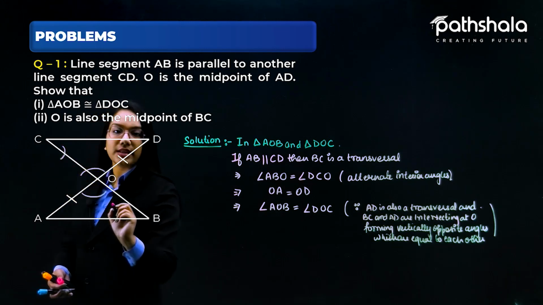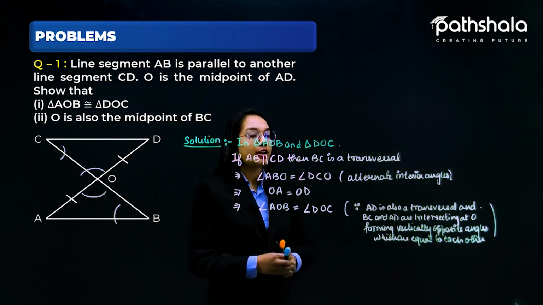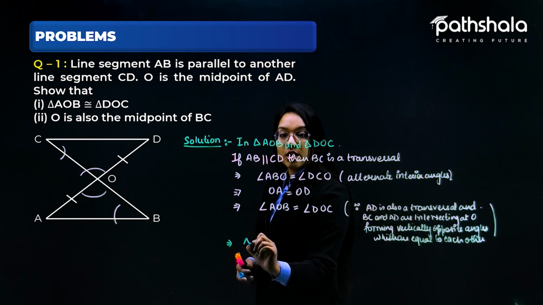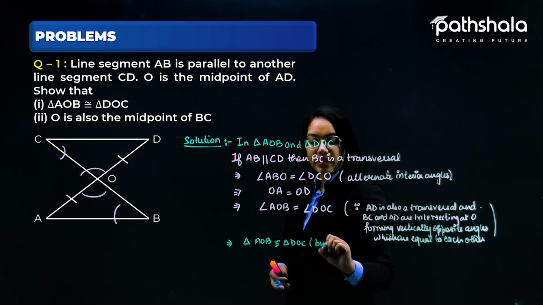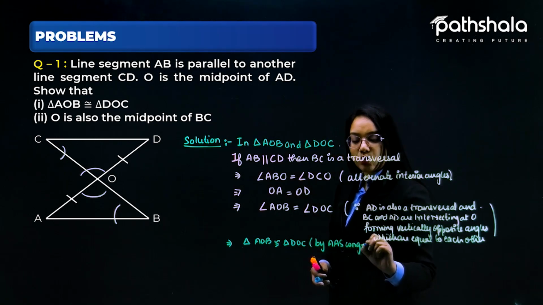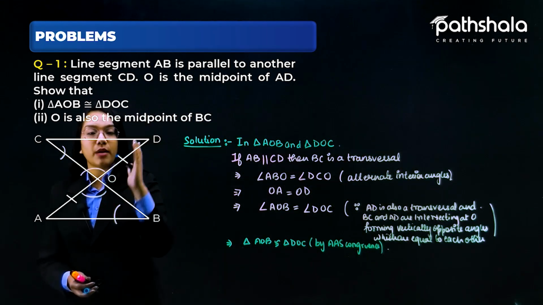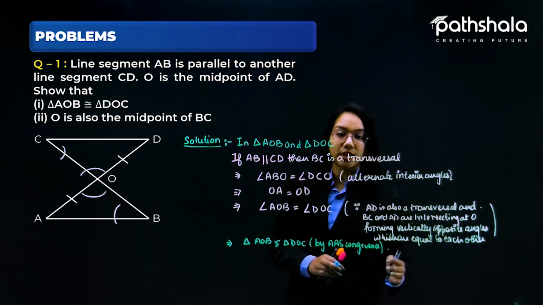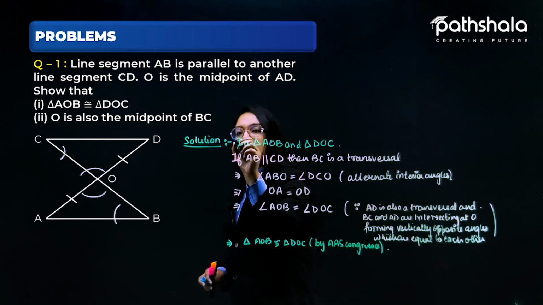Furthermore, we have shown that this angle and this angle are equal to each other. So what can we say after looking at these two angles and this side? We can say that the triangle AOB is congruent to the triangle DOC by the angle-angle-side congruence rule. By the AAS congruence rule, the two triangles are congruent, in which two angles and one side of one triangle are equal to the corresponding two angles and side of the other triangle. So this is all about the very first part.